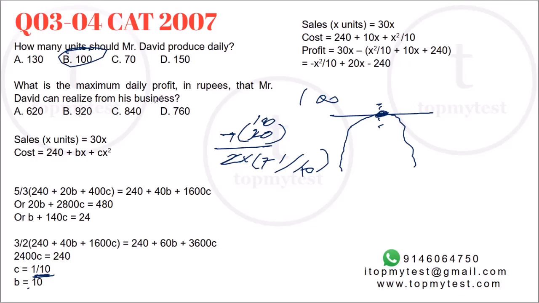And what is the value of the maximum profit? Substitute x is equal to 100 here. If you put x is equal to 100 here, 100 square is 10,000. 10,000 divided by 10 is 1,000 minus 1,000 plus 20 into 100 is 2,000 minus 240. Right, 2,000 minus 1,000 is 1,000. 1,000 minus 240 is 760. Option D is your correct choice.